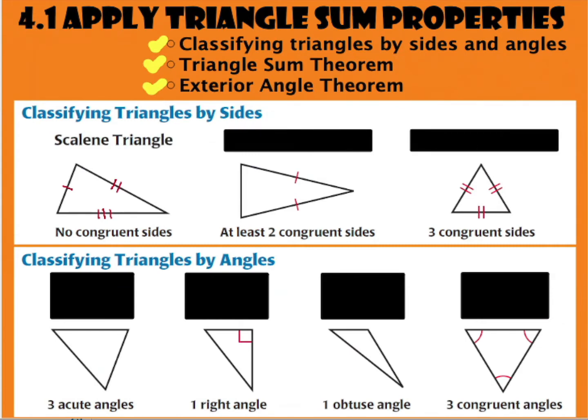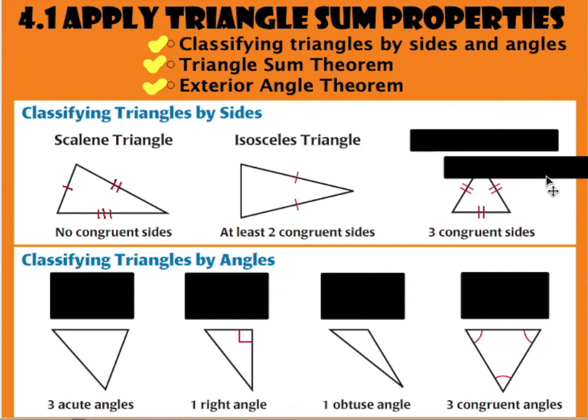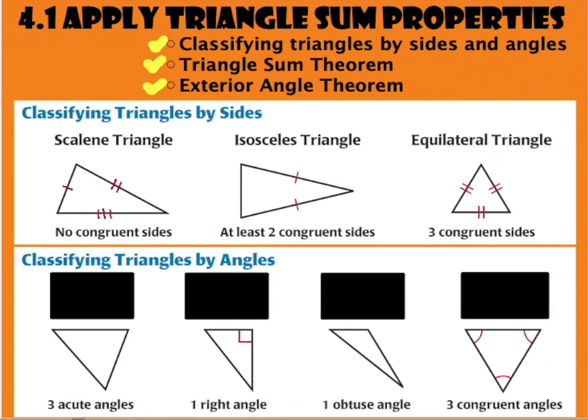If you have a triangle that has two sides that are congruent, you might have heard of this one before. It starts with an I, isosceles triangle. And if all three sides are congruent to each other, do you know what that one's called? It starts with an E, equilateral triangle.